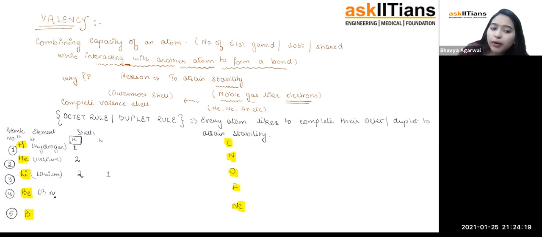Be stands for beryllium. Again, since it has 4 electrons, 2 electrons will go in the first shell. Now we are left with 2 more electrons. They will go in the second shell, that is the L shell. Right?